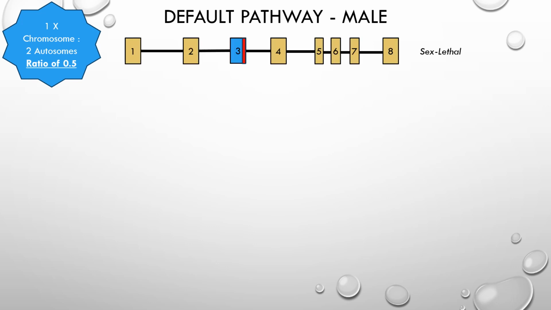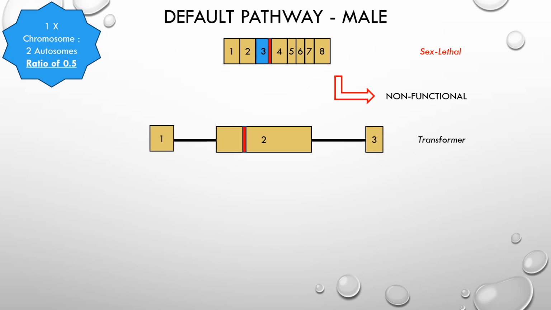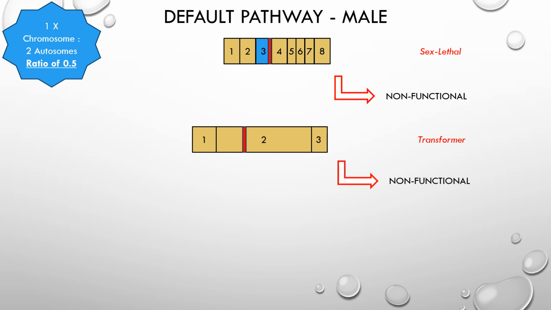For the sex-lethal gene, splicing factor SPF45 binds to the 3' splice site and promotes inclusion of the 3rd exon, which contains a premature stop codon. So, sex-lethal is transcribed but results in a non-functional product. For the transformer gene, splicing factor U2AF binds and promotes splicing of the extended version of exon 2, which also includes a premature stop codon and also results in a non-functional product. Therefore, both of these protein products, sex-lethal and transformer, are non-functional in males.